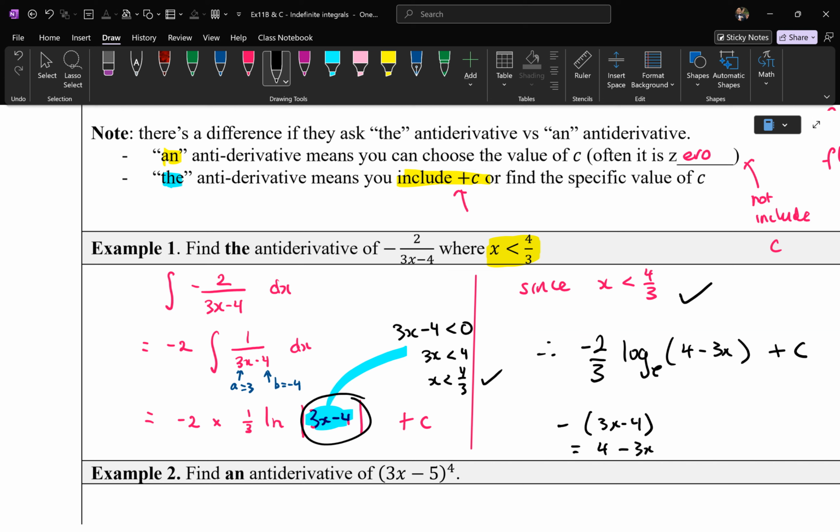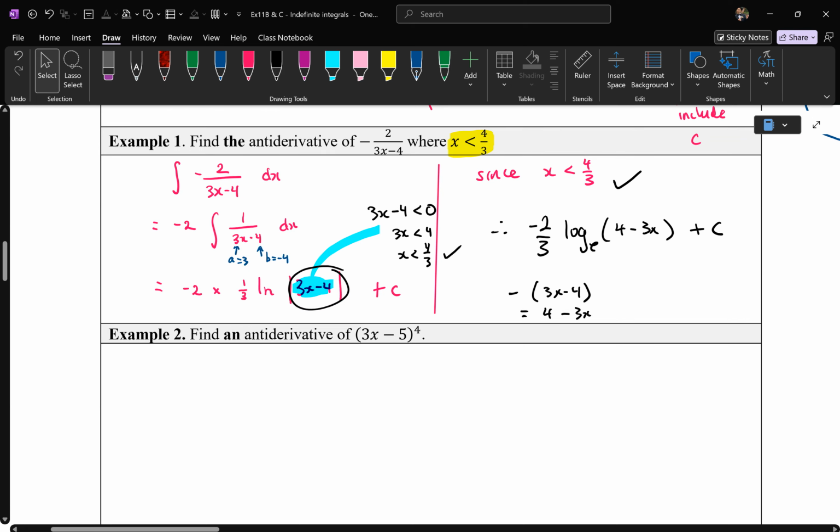As you're doing your questions in the exercise, just be careful if there are any restrictions. Otherwise, you must include both possible answers, kind of like your square root. When you square root 9, you have to write plus and minus 3. Then depending on whether they tell you x is greater than or less than, you choose one or the other. Okay? Questions on that one?